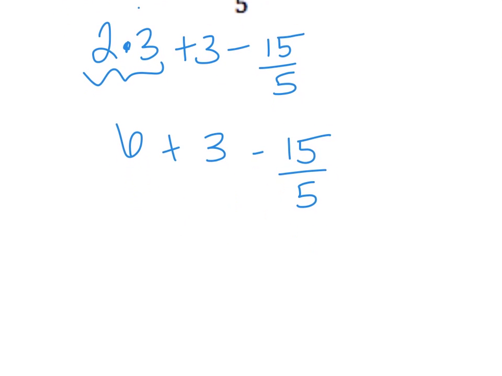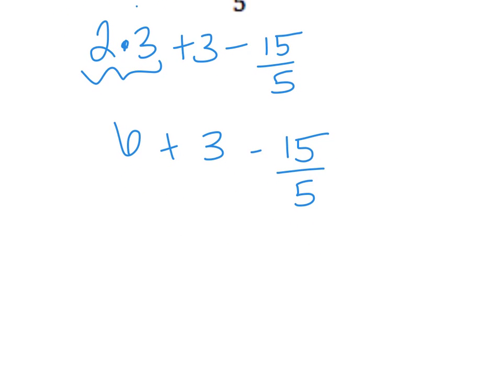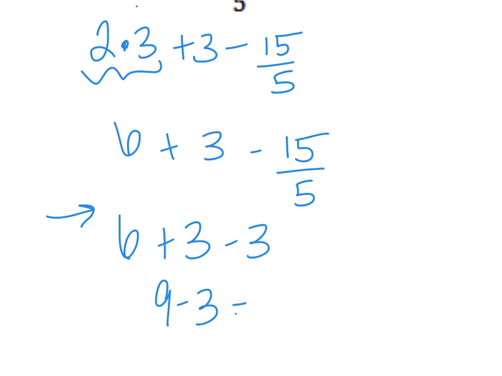Now maybe some of you recognize that 15 over 5, that's the same thing as division. 15 divided by 5 is 3. So I have 6 plus 3 minus 3. So again, I've got to go from left to right now that I have both addition and subtraction. 6 plus 3 is 9. 9 minus 3 is 6.